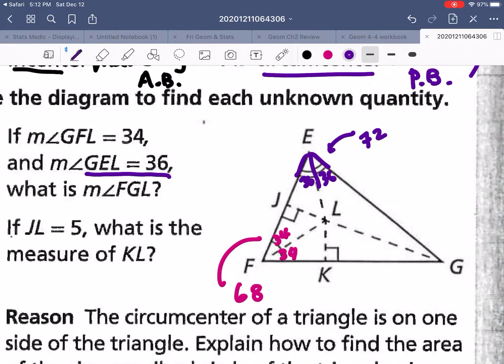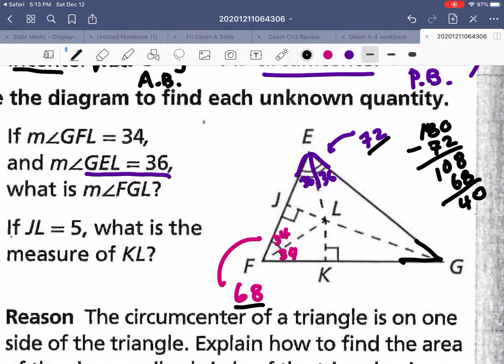Can we find this last missing angle? Well, sure. We know 180, take away this angle, and take away that angle, find out what's left over, 40. So this angle has to be 40. So let's see what they're looking for. What is FGL? Well, if the whole angle is 40, then 40 can be cut in half. So if they just want FGL, half of it, then FGL is 20 degrees.